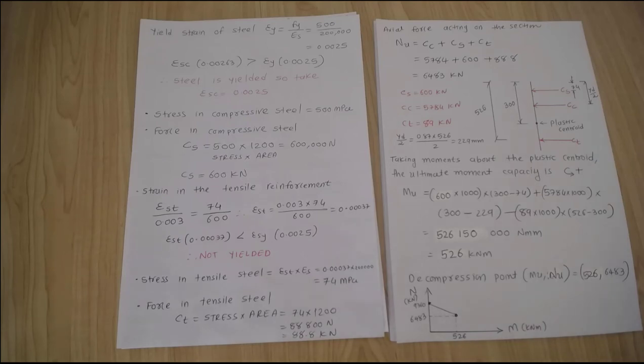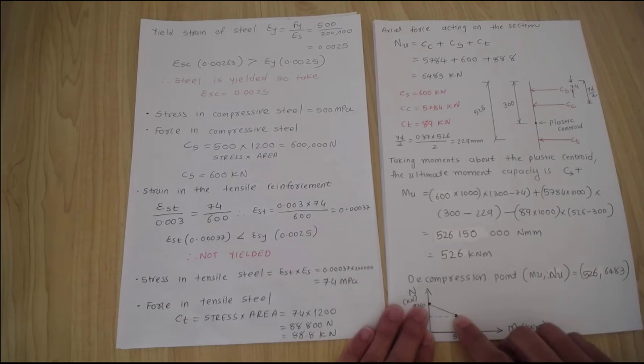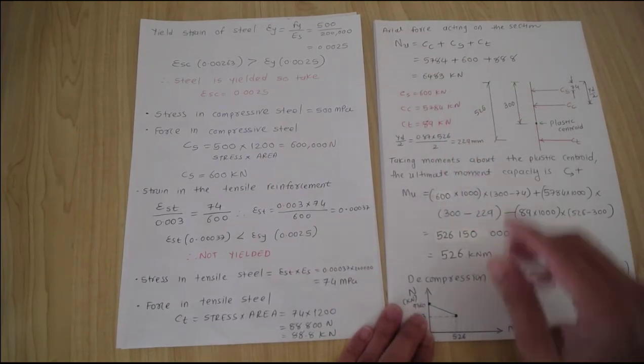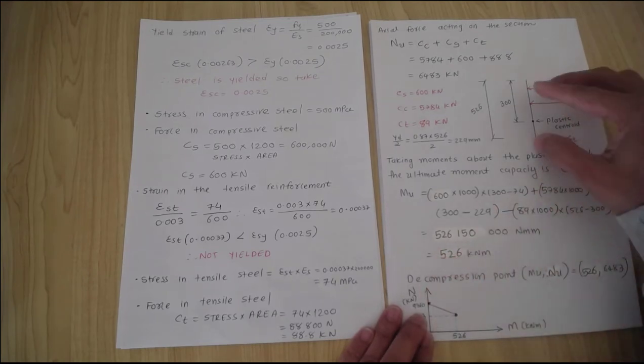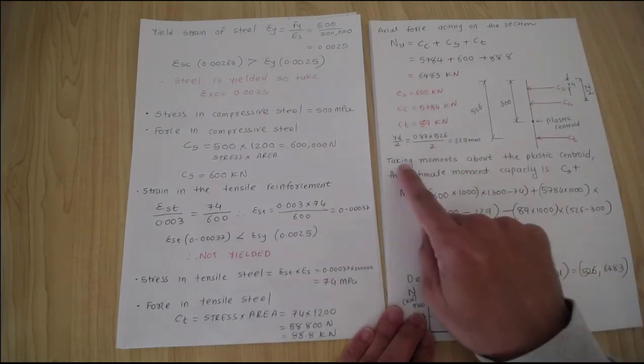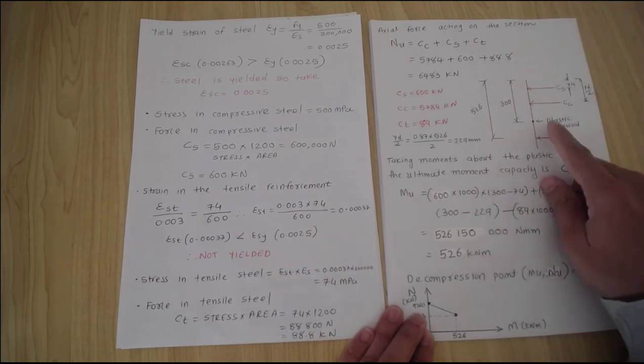In this video I explain the calculation of the moment for the decompression point. We have calculated the loads for the decompression point in the last videos, and we have explained these figures, those loads and these distances. Now we need to take the moment about the plastic centroid. As I explained, the plastic centroid is located in the middle of the cross-section because we have a symmetric cross-section.